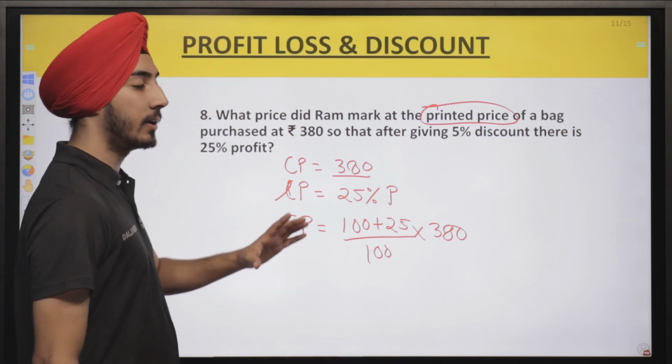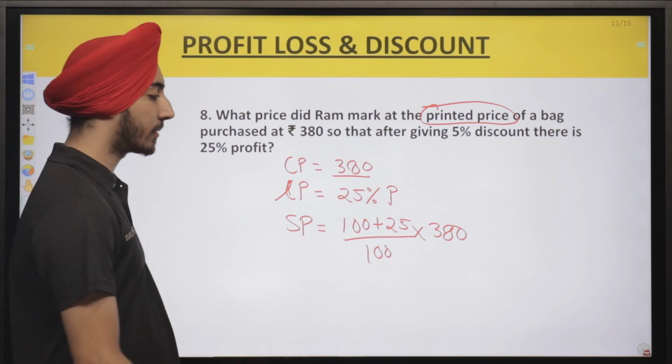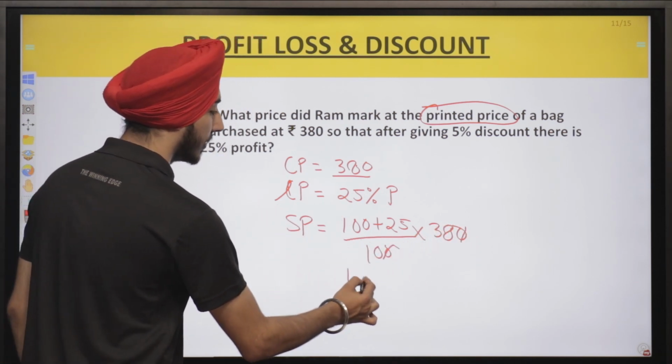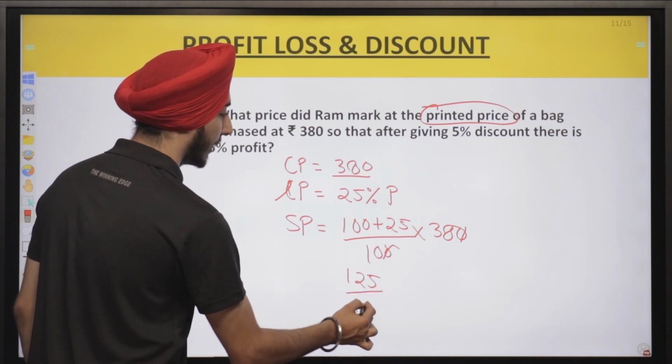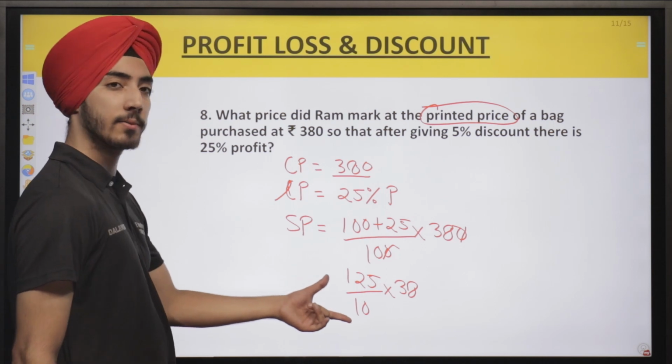This is simple for everyone. We'll get on to discount and all later. Once we know the CP, SP, then we'll talk about it. So 0 and 0 gets cancelled. So this is 125 upon 10 into 38. This is your selling price for right now.